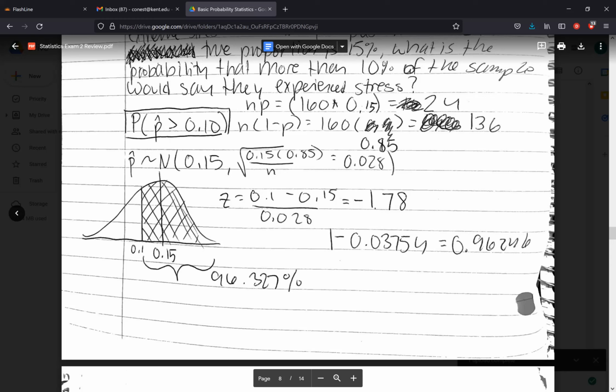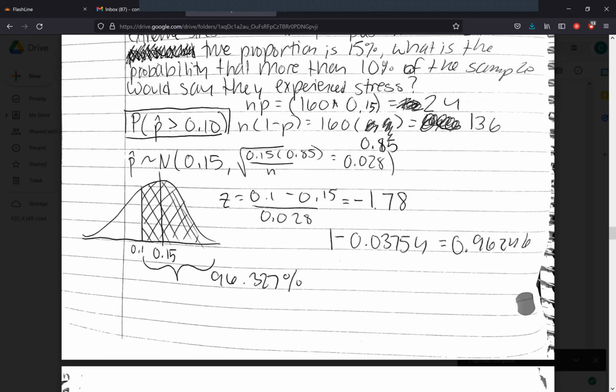So if you want something greater than that specific probability, you need to subtract the probability that you get from the z-score from 1. So you do 1 minus 0.03754, and you get a probability of 96.327%.